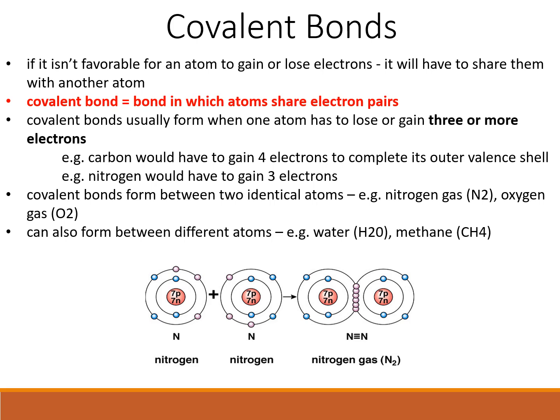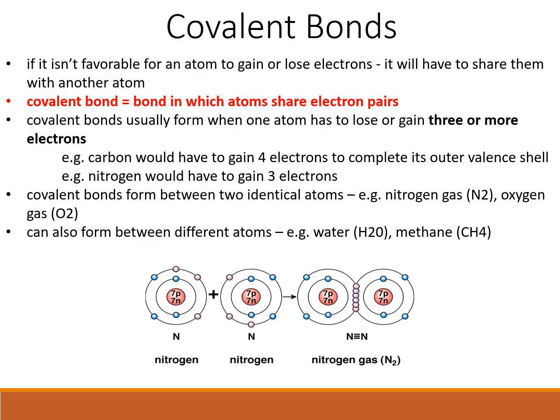If it isn't favorable or possible for an atom to either gain or lose electrons, it's going to have to share them with another atom. And the sharing of electrons so that each atom can complete its valence electron shell, that's going to form a covalent bond. A covalent bond is a bond in which atoms share valence electrons. And the covalent bonds are usually going to form when an atom has to gain or lose 3 or more electrons. Take carbon as an example.